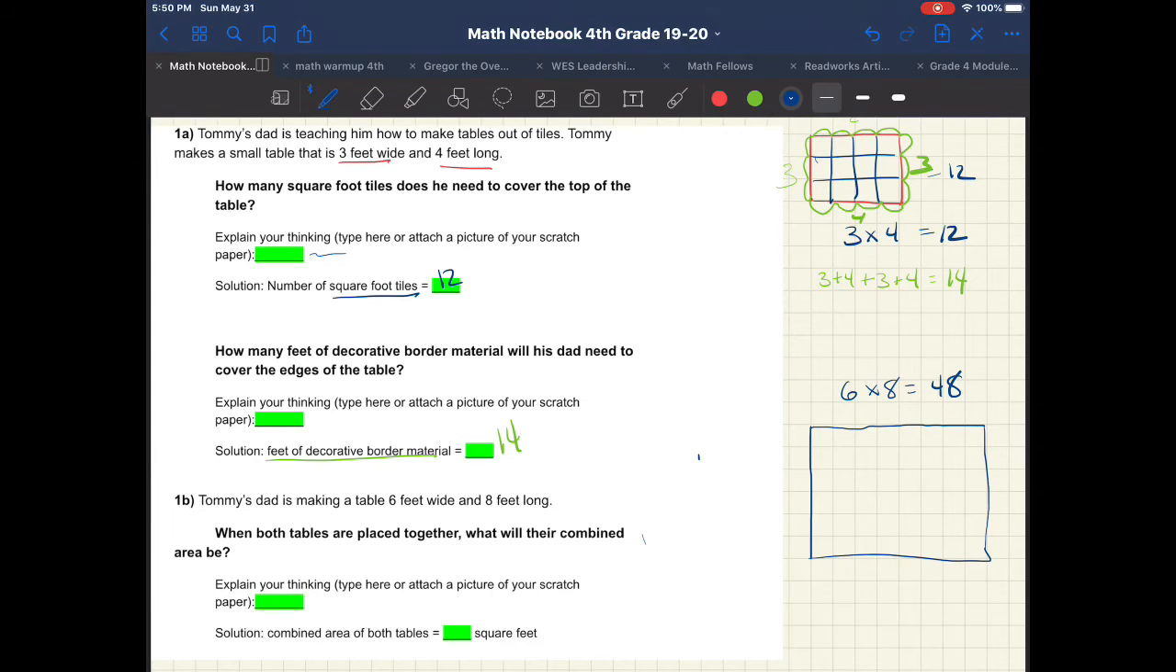And they are asking, when both tables are placed together, what will their combined area be? So we're putting these tables side by side and doing their combined area. So this one was 48. This one is 12. So 48 plus 12 equals 60. So 60 square feet for their tables together.